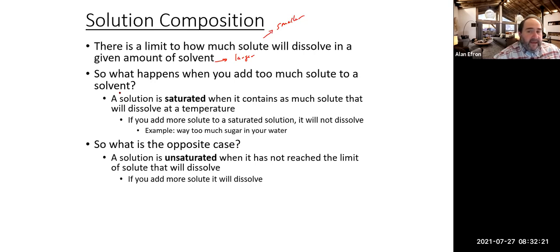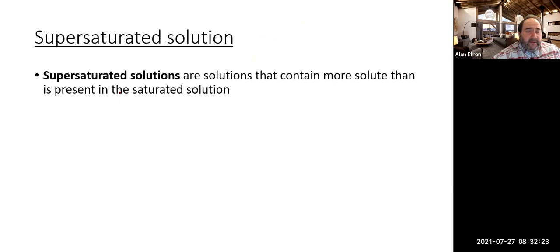Unsaturated is before that. And that also leaves us with a third type of solution that we sometimes come across, which is referred to as a supersaturated solution. In a supersaturated solution, we basically have a solution that contains more solute than is present in a saturated solution. So we hit that saturation point in a saturated solution and we keep going. You could sometimes make a supersaturated solution, as a common experiment that people used to do years ago.